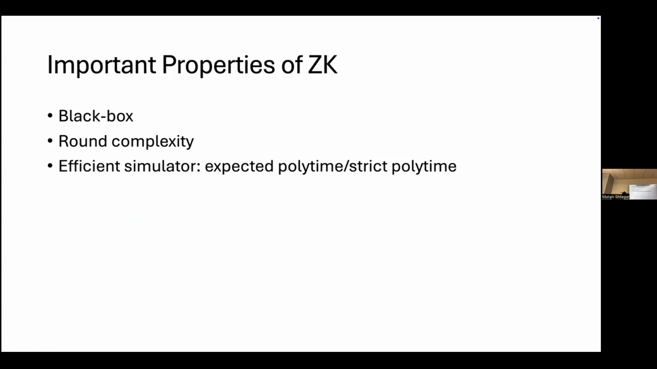And for this talk, I will focus on three properties of zero knowledge. The first is the black box property, and I will explain what that means. The second is round complexity, and the third is efficient simulator, where there's a difference between expected polynomial time and strict polynomial time.